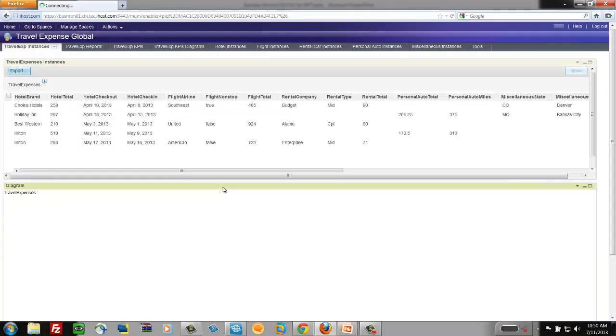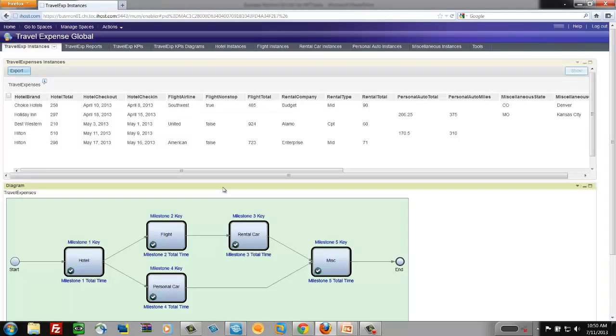It has several tabs on it that represent not only the high-level view, but the lower-level views as well, and some of that data is exposed here. This first page in the business space represents these high-level or global instances that we've been talking about. And so it represents information from the hotel system, the flight system, the rental car system, the personal car system, and the miscellaneous system, if you will.